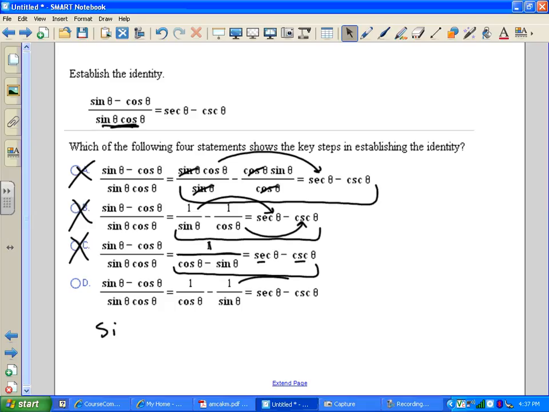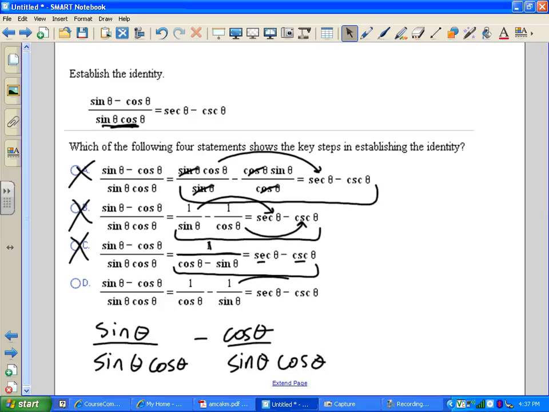Since you had that single denominator there, what you could do is just split this. And so this would split into sine theta over sine theta cosine theta minus cosine theta over sine theta cosine theta. So it's like you're going backwards a step a little bit to show the common denominator before you put it as a single fraction. And now from that step, that would cancel and that would cancel. So that would give you 1 over cosine minus 1 over sine.